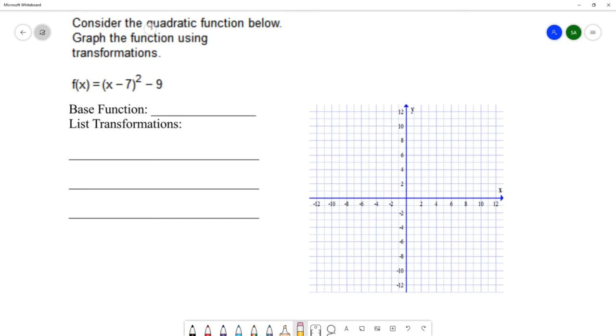Consider the quadratic function below. Graph the function using transformations. We have the function f(x) = (x - 7)^2 - 9. Now we've already been told that this is a quadratic function, but if we weren't told, you would notice the squared, and that would indicate what your base function is.